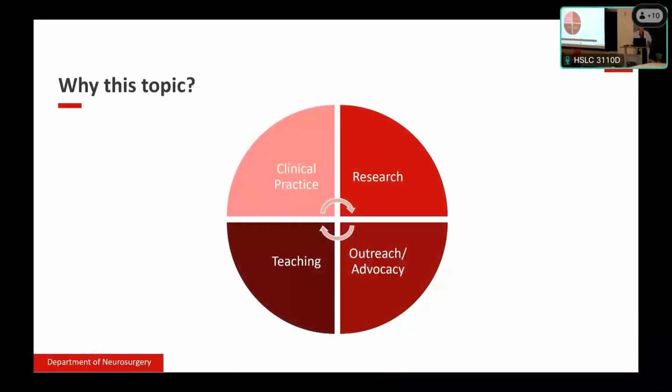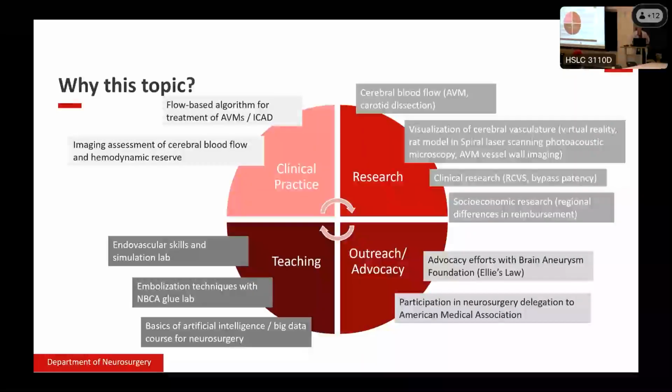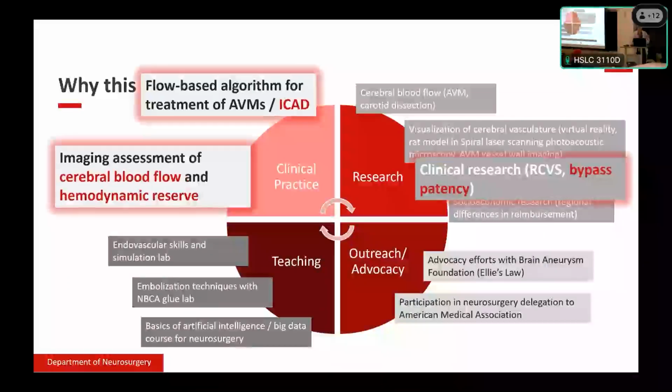So when thinking about what to talk about today, there's a lot of different things that I'm passionate about. So it was kind of hard for me to pick exactly what to talk about and share with you. But ultimately, I did decide on this because it does touch upon multiple categories of things that I'm very interested in. The clinical research with bypass patency during my fellowship, and then this flow-based algorithm for treatment of multiple pathologies, but specifically ICAD, that was really ingrained in me in my training, as well as the different imaging that we used was something that we really focused on throughout my residency and my fellowship.